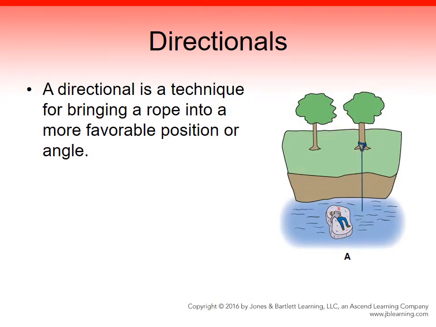A directional is a technique for bringing a rope into a more favorable position or angle. A directional, in some cases known as a deviation, can be created in many ways, and each method must be judged on its advantages and disadvantages specific to a given situation. In this example, if you anchor the rope to either of the trees, it would be difficult for you to reach the victim without a significant pendulum.